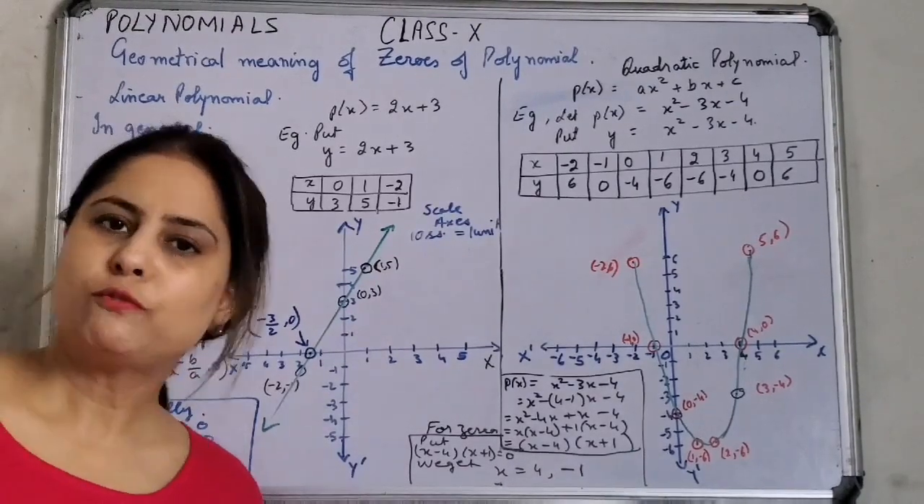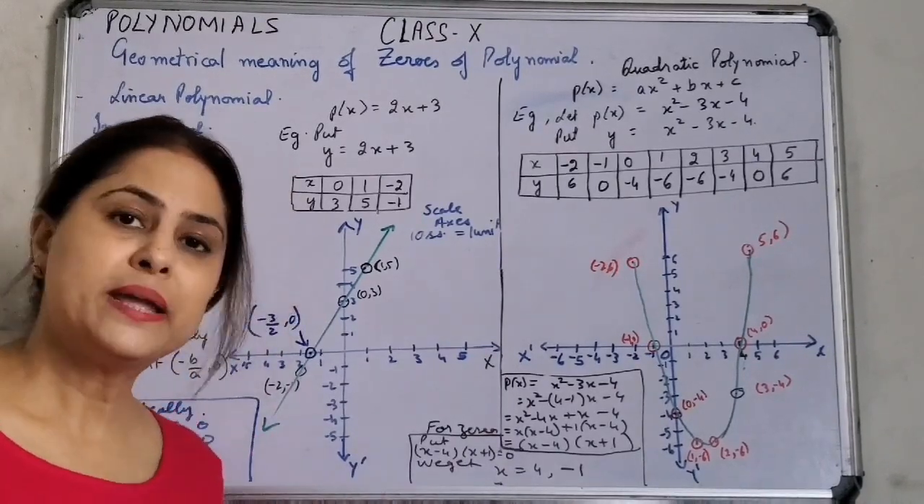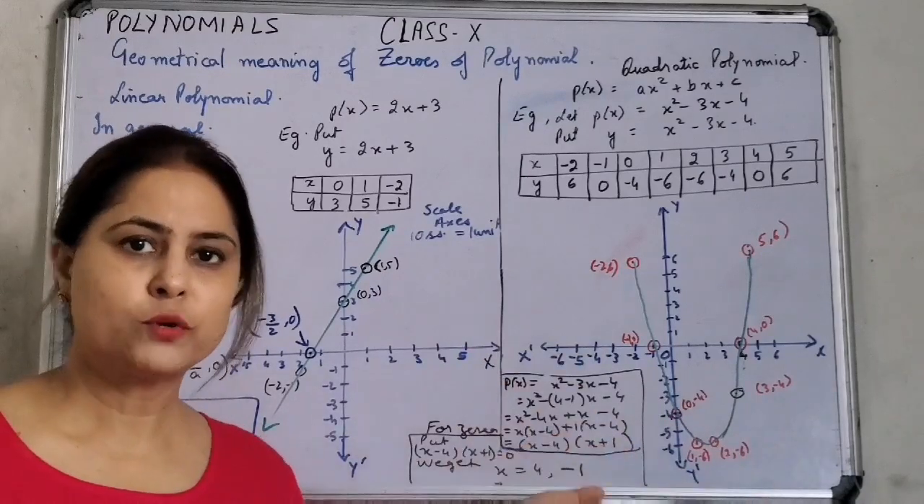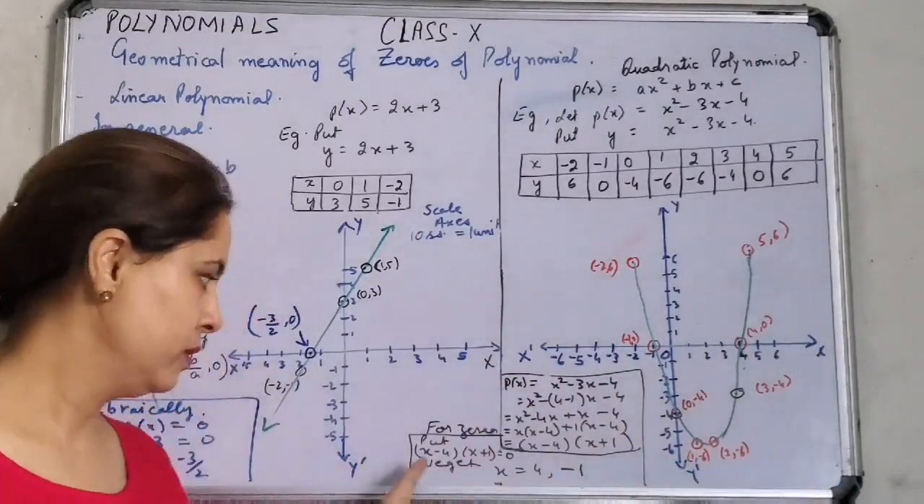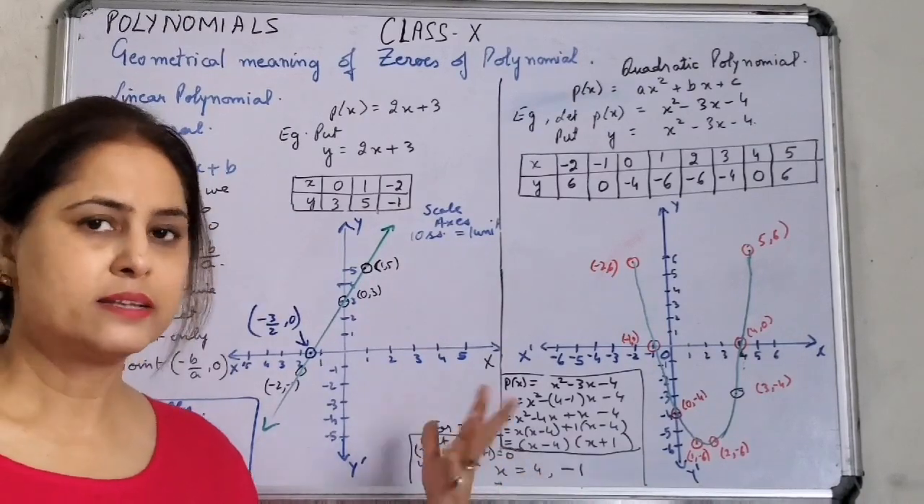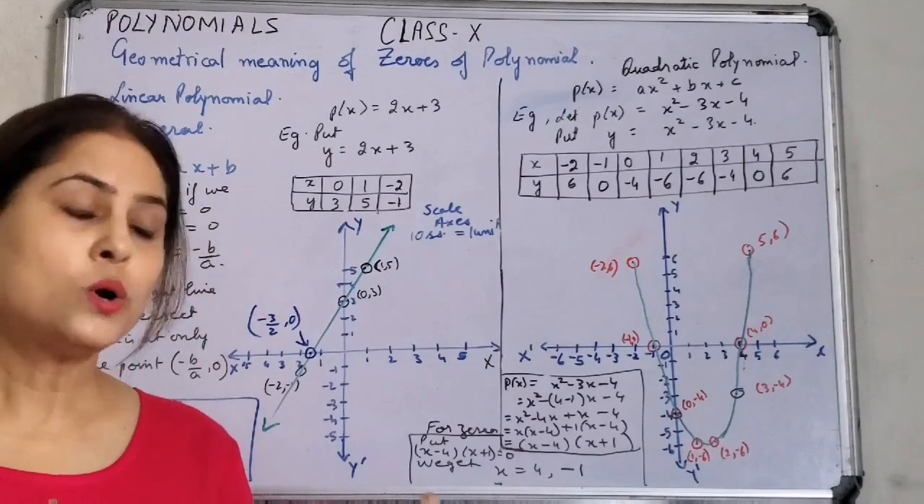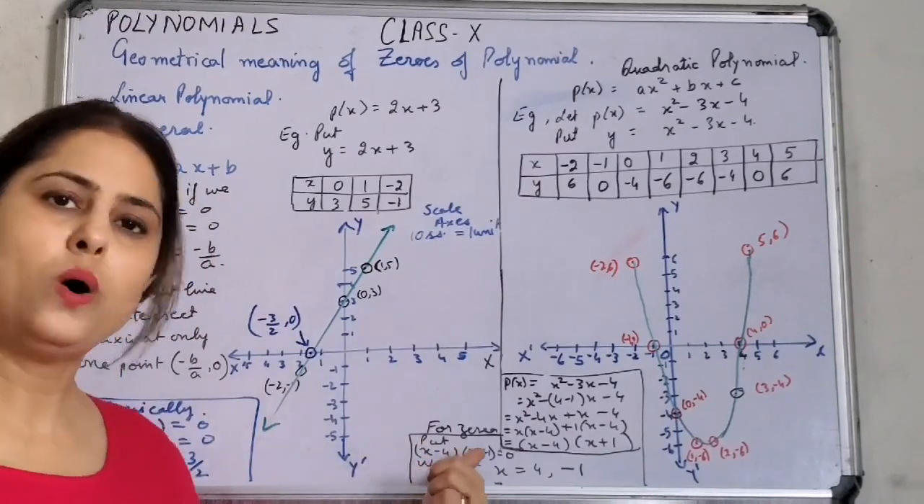Now that I have to find the zeros of the polynomial, I'll have to put p(x) equal to 0. p(x) equal to 0 means I'll have to put the factors equal to 0. So (x - 4)(x + 1) is equal to 0. And the same old thing, the product of two numbers is 0 if one of them is 0. So either x - 4 is 0 or x + 1 is 0.